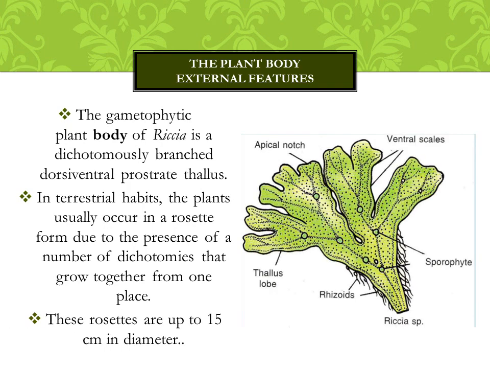Rosette form means, in botany, a rosette is a circular arrangement of leaves or of a structure resembling leaves. In bryophytes and algae, a rosette results from the repeated branching of the thallus as the plant grows, resulting in a circular outline. They are due to the presence of a number of dichotomies that grow together from one place, forming rosette shapes. The rosettes are up to 15 cm in diameter.